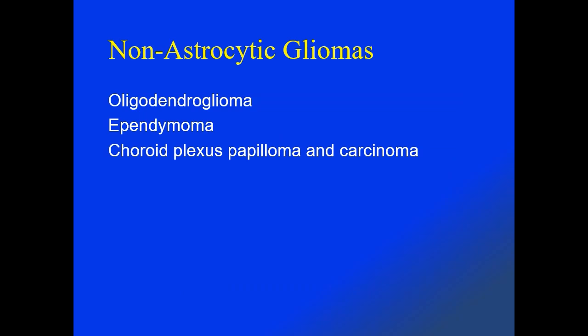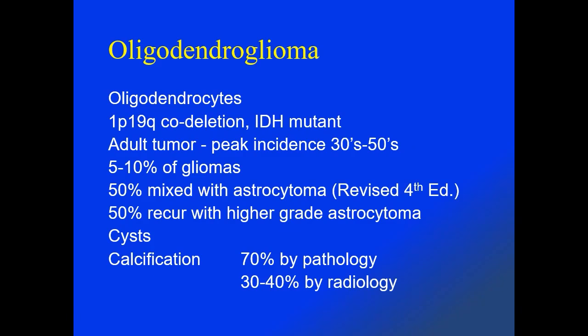There are other non-astrocytic gliomas, such as oligodendrogliomas, ependymomas, and choroid plexus papillomas and carcinomas. Oligodendrogliomas arise from oligodendrocytes and are associated with certain genetic defects such as 1p19q co-deletion and IDH mutant gene. It is a tumor of adults with peak incidence in the 30s to 50s. They represent approximately 5 to 10% of all gliomas.